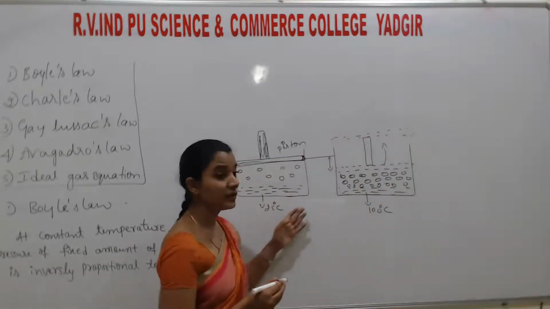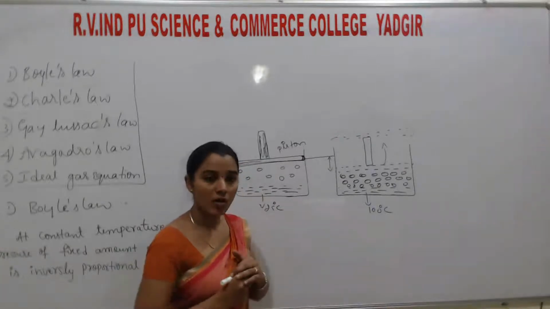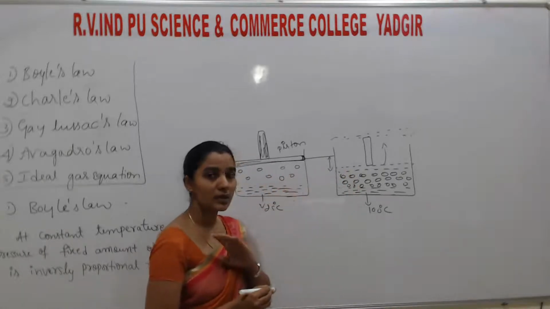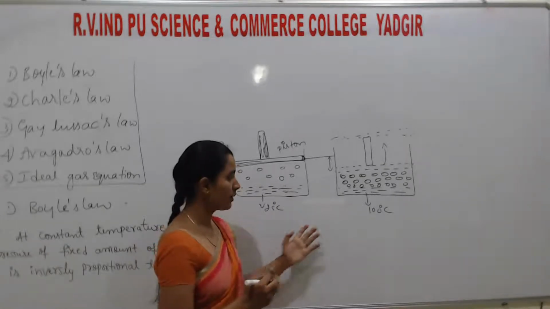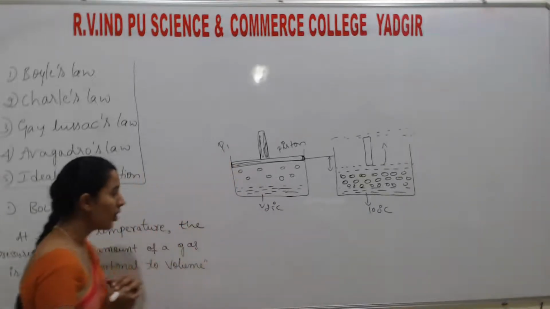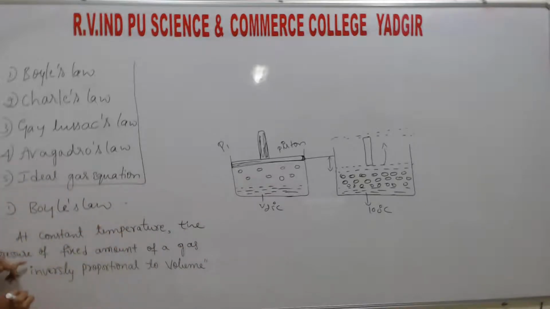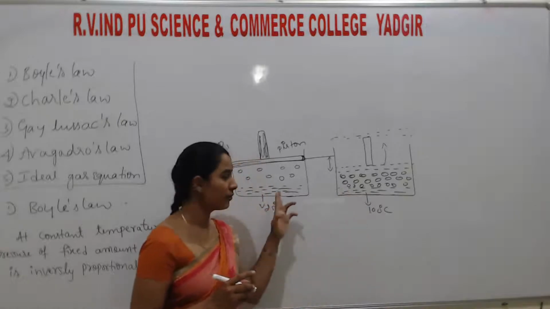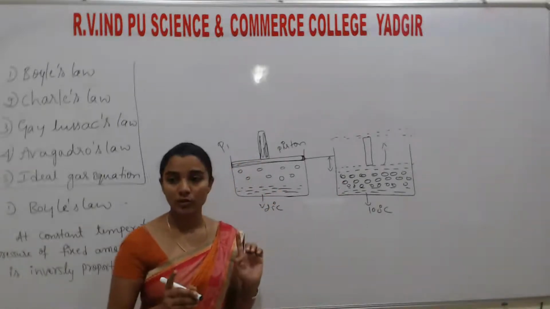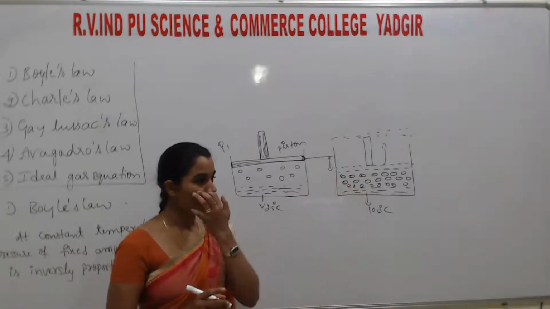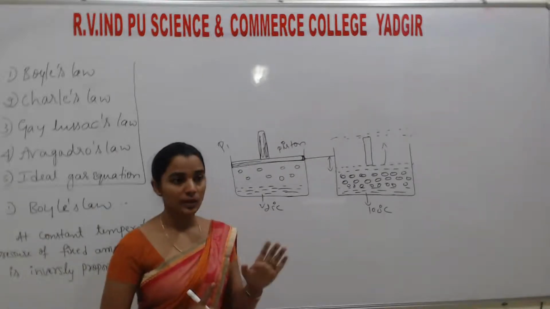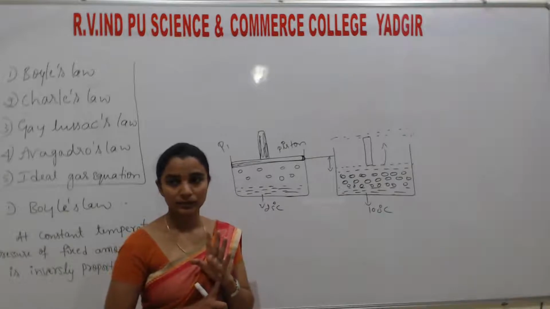Understand? That's why we are considering a constant temperature. Because at constant temperature, the number of moles or number of gaseous atoms in both the cases remains the same. If the temperature varies, this will happen. So Boyle's law tells about the constant temperature at which the pressure of a fixed amount of gas is inversely proportional to volume. Fixed amount means if it is 1 liter, this must be 1 liter. If it is 1 mole, this must be 1 mole. If the mole is more, then the number of gaseous particles is also more. So the amount of substance should be the same. Temperature must be the same. Okay.